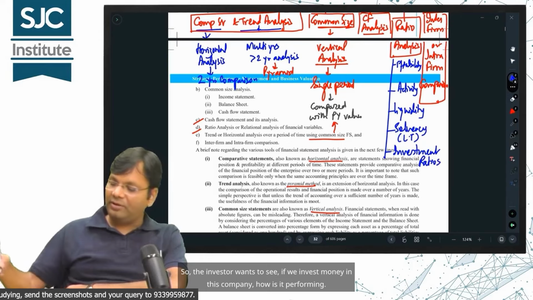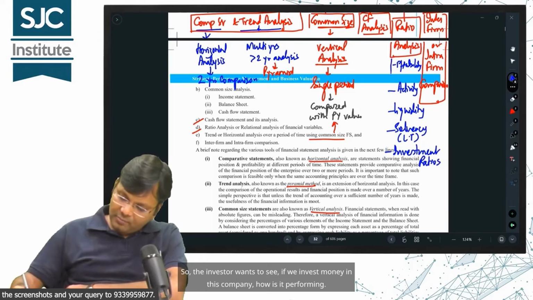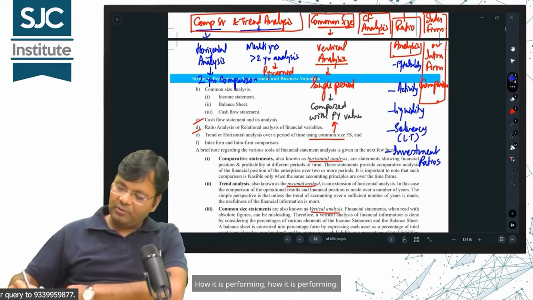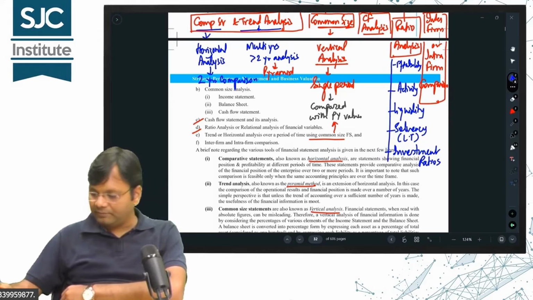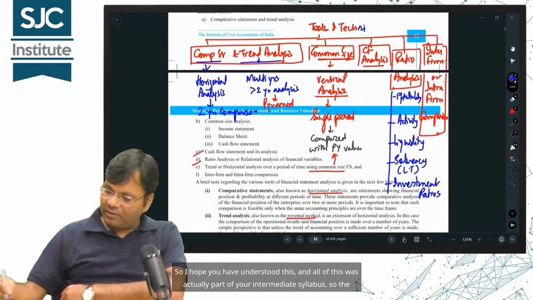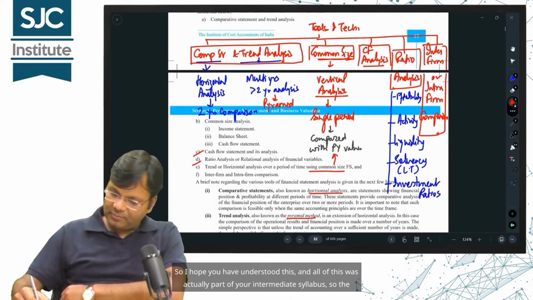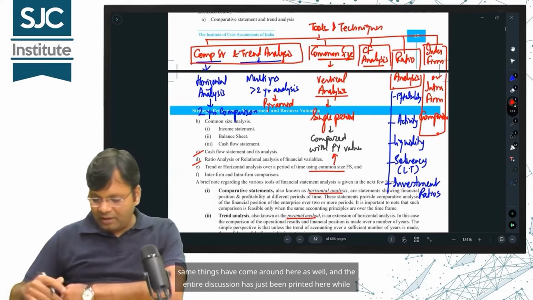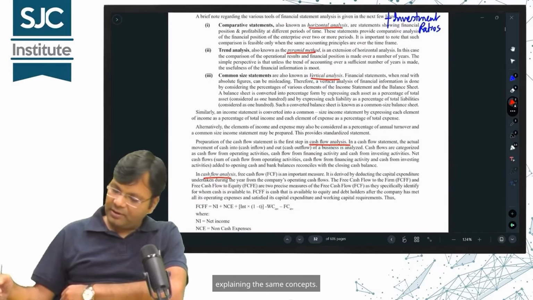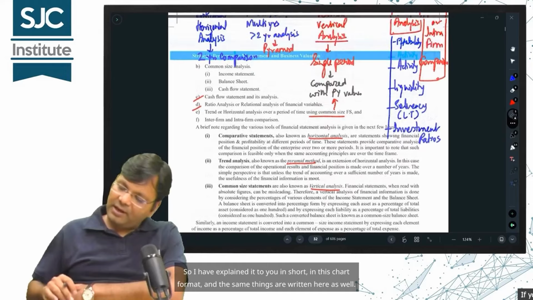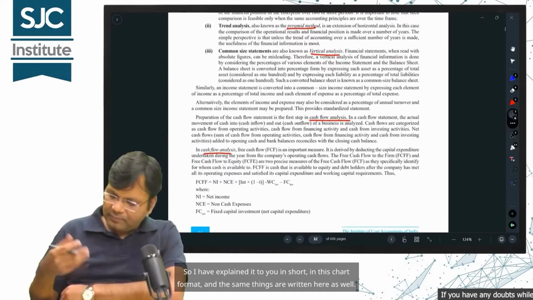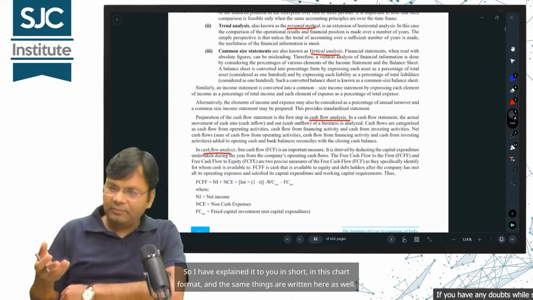So, the investor wants to see if we invest money in this company, how is it performing? All right. So I hope you have understood this, and all of this was actually part of your intermediate syllabus, so the same things have come around here as well, and the entire discussion has just been printed here while explaining the same concepts. So I have explained it to you in short in this chart format, and the same things are written here as well. You people don't need to go too deep into it.